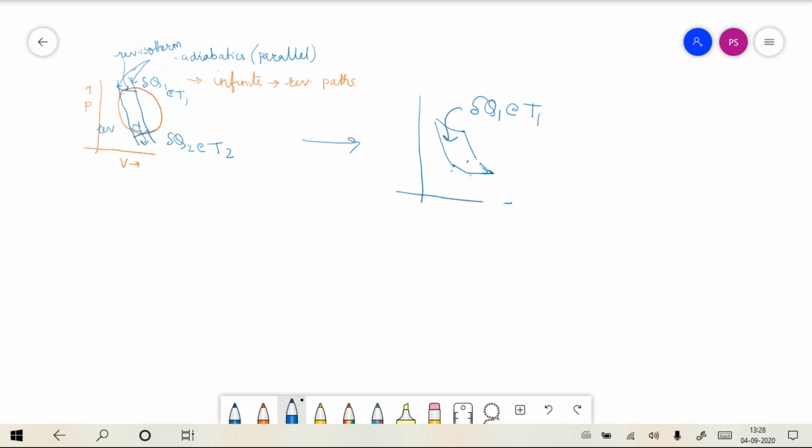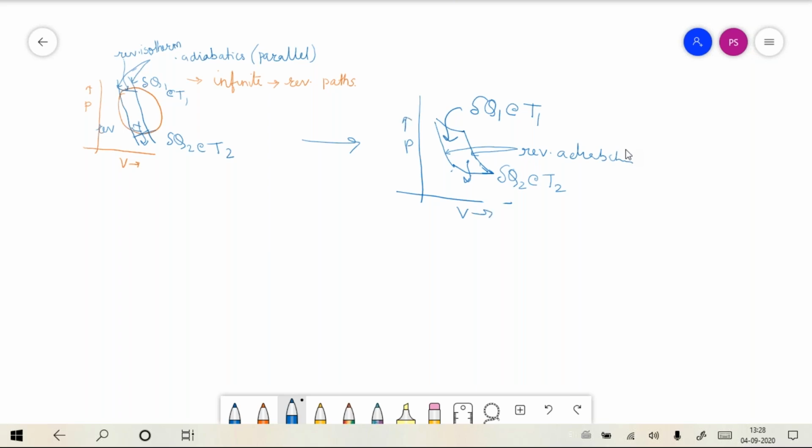There is a heat rejection del Q2 at T2. Okay, and this two, the other two, I mean to say the other two processes. What are those processes? The other two processes are reversible adiabatics. Okay, so this is sort of representation.